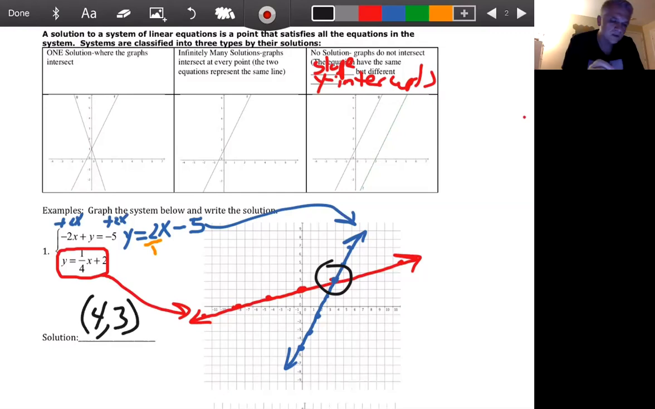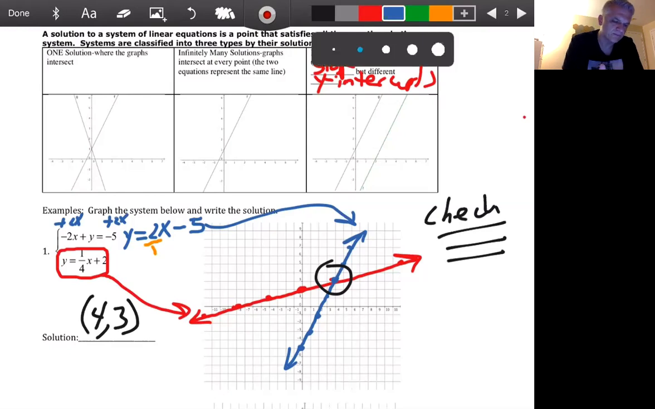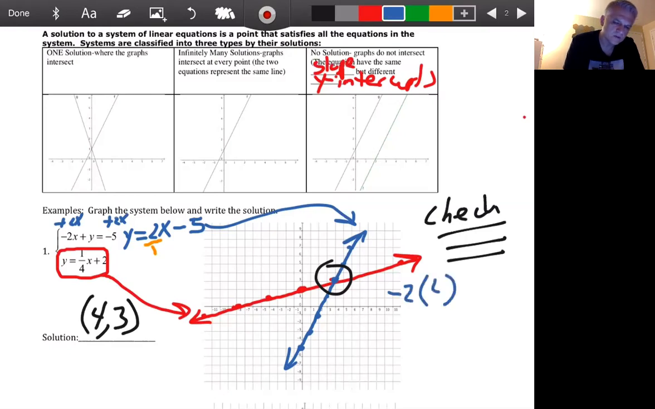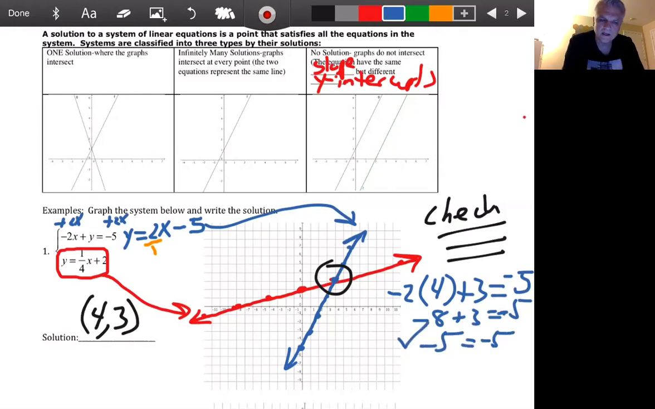But I'm going to be smart, and I'm going to check my answer. I'm going to take my blue graph, and I'm going to substitute 4 in for x, and 3 in for y, and see if it works. Negative 2 times 4 is negative 8, plus 3 equals negative 5. So guess what? Negative 5 equals negative 5. That tells me it is on the blue line.